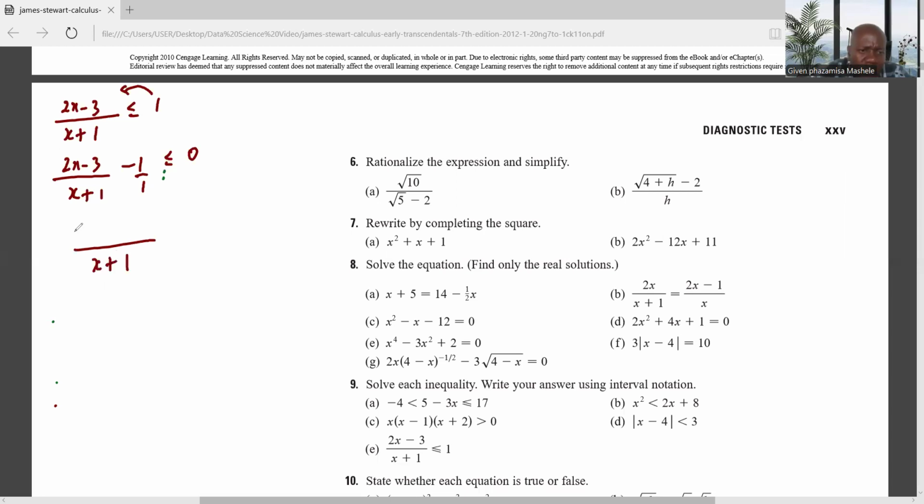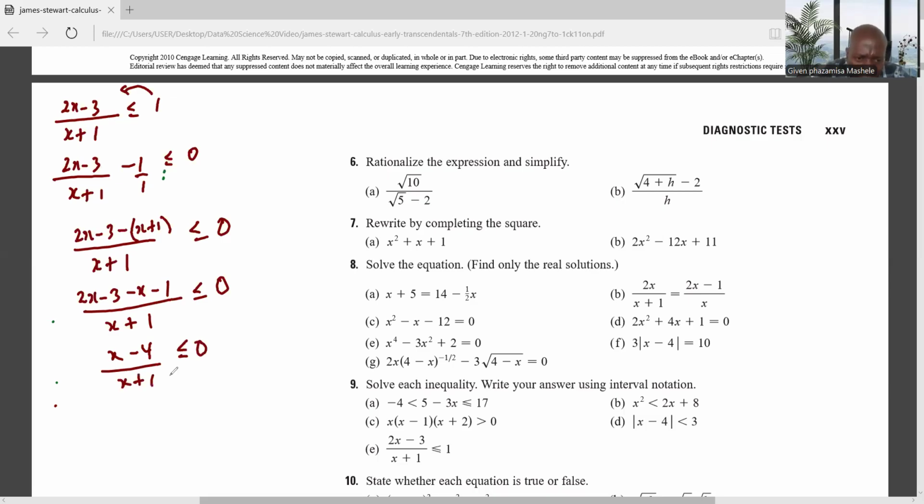Then cross multiply. This will give us (2x minus 3) minus (x plus 1) less or equals to 0. Then let's remove the brackets: 2x minus 3 minus x minus 1 over x plus 1 is less or equals to 0. Then this will give us x minus 4 over x plus 1 less or equals to 0.